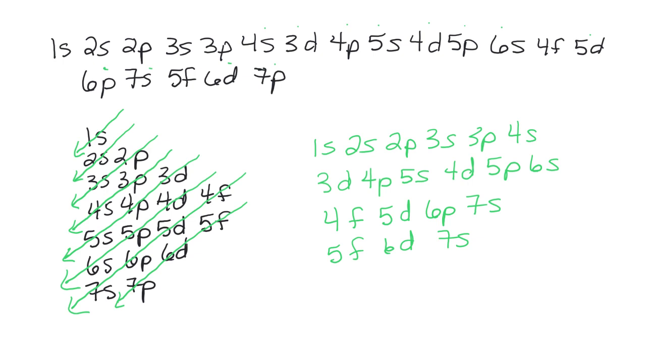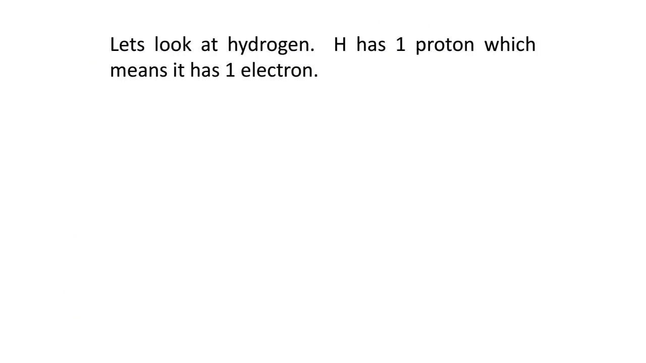Okay, so let's get down to it. Let's actually do some electron configuration. Let's look at the electron configuration of hydrogen. Hydrogen has one proton, which means it has one electron. If you remember from the structure of the atom notes, every single element in its normal ground state has the exact same number of electrons as it does protons. That's because they're electrically neutral. So if hydrogen has one proton, it has one electron.